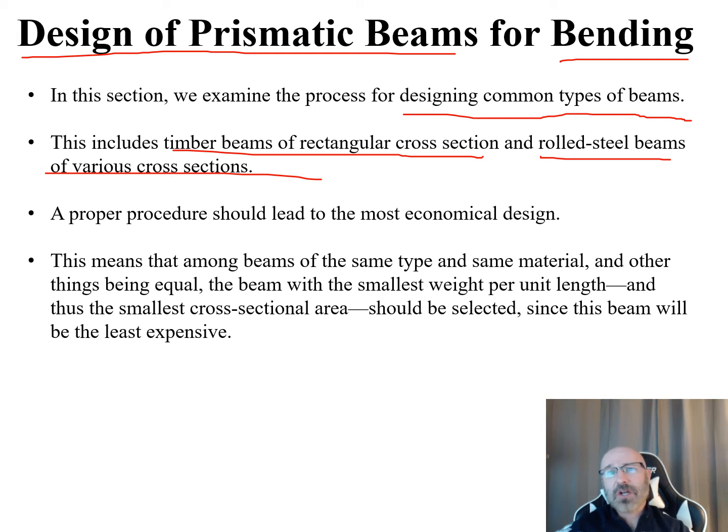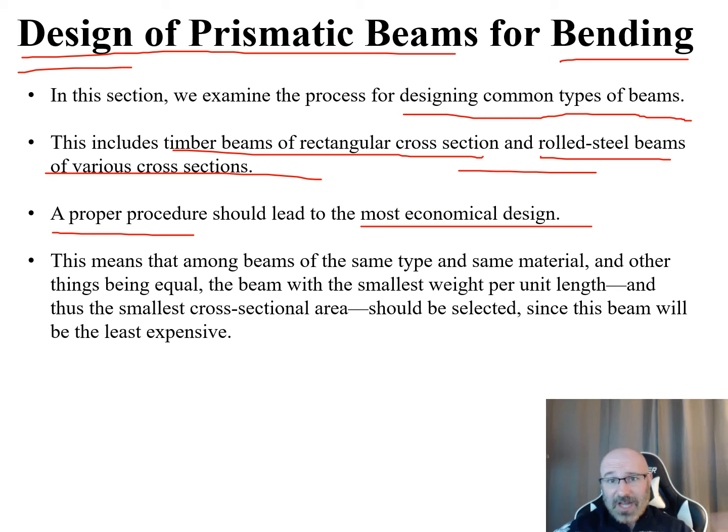For this course, most of the information is given within the problem statement, and you can probably get what you need from the appendix in the back of the book. But also consider that the appendix doesn't cover everything, and you may need to look to outside sources as well. Another thing to consider when designing these beams is that a proper procedure should lead to the most economical design. This could be cost, weight, and it could even be ecological effects as well.